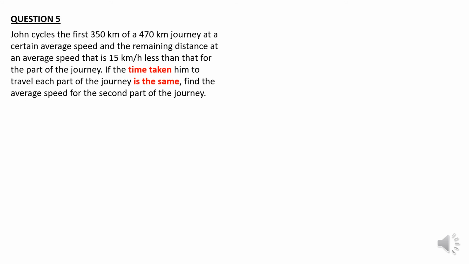The last question is: John cycles the first 350 of a 470-kilometer journey at a certain average speed and the remaining distance at an average speed of 15 kilometers per hour less than that for the first part of the journey. If the time taken to travel each part of the journey is the same, and I have put that in red and bolded it so you understand, find the average speed of the second part of the journey.